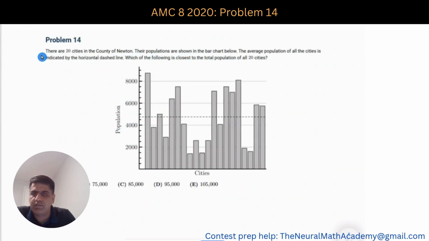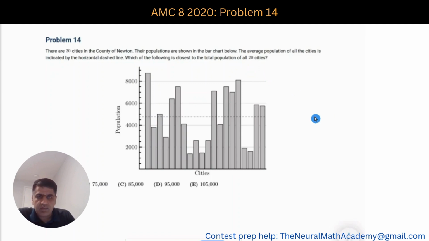Guys, let's solve problem 14 now, where we are given this bar graph, and that is about the population of 20 cities, and we are also given the cities here on the x-axis. It says the average population of all the cities is indicated by the horizontal dashed line. So this dashed line represents the average. Which of the following is closest to the total population of all 20 cities?